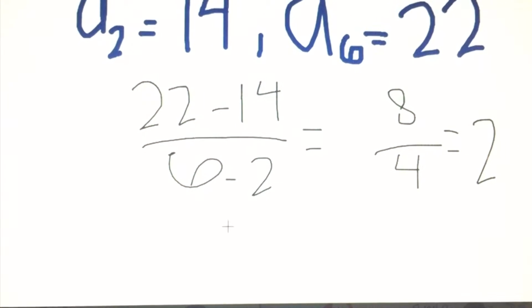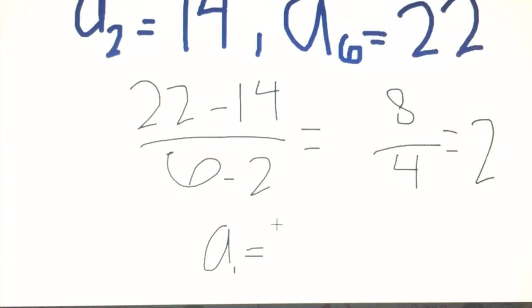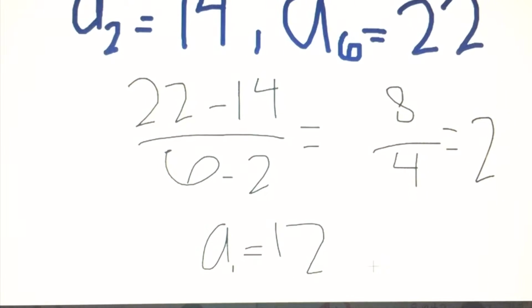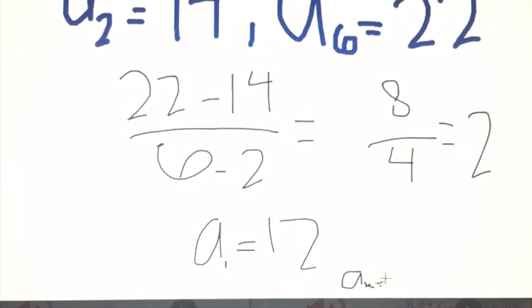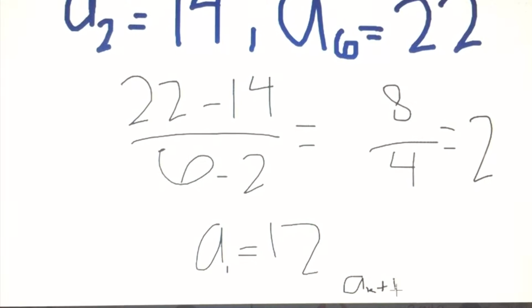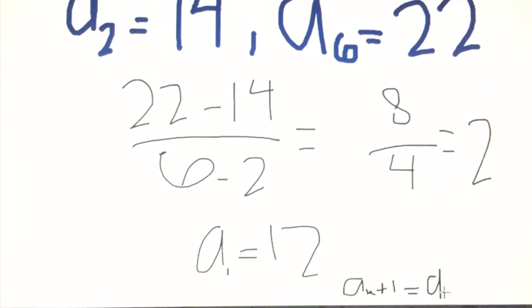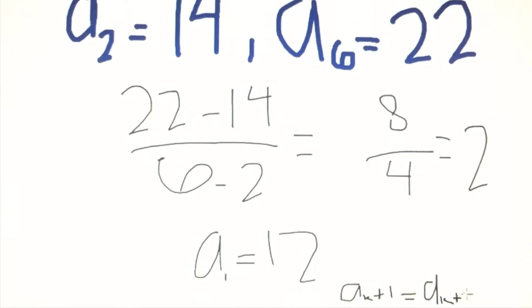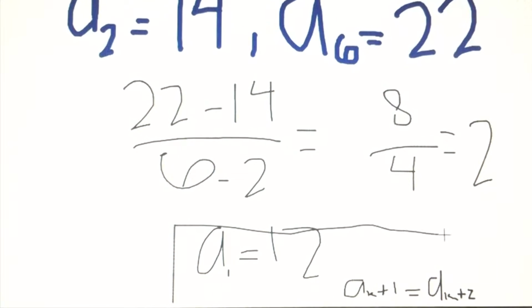So to find a of 1, it would equal 14 minus 2, which equals 12. And then a of k plus 1 equals a of k plus 2. So this is the entire answer.